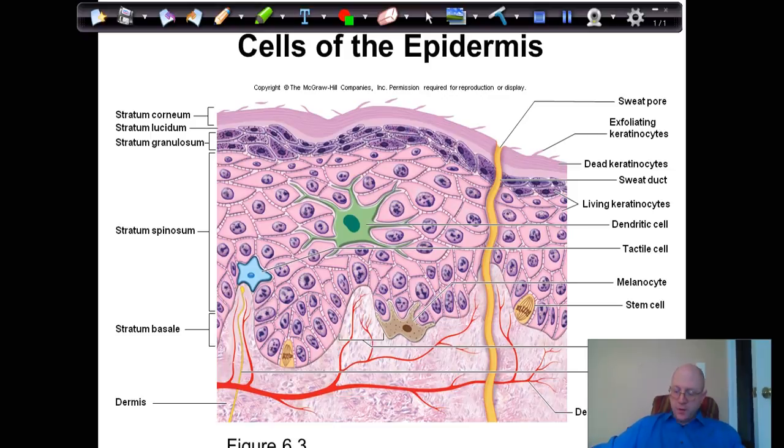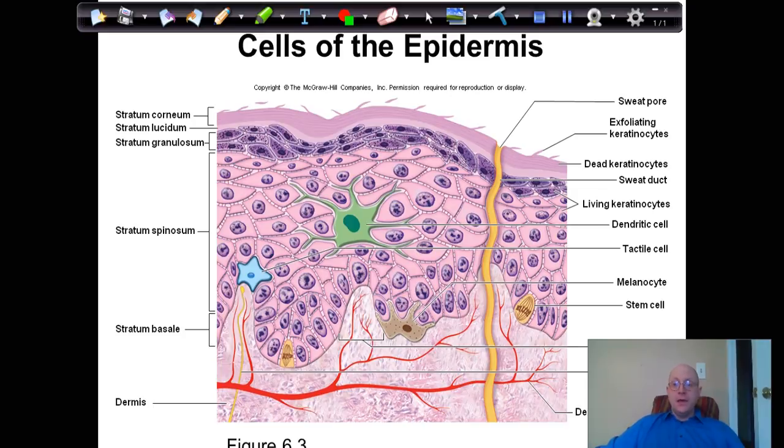Okay, number 2. So let's see. Now we got what the skin is for. Let's take a look at its multiple layers. We've already talked about the epidermis portion and the dermis portion. So here we're now getting even closer to the epidermis to look at its multiple strata.